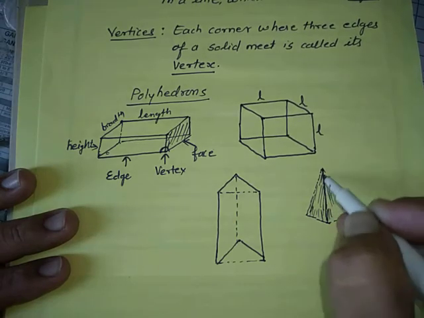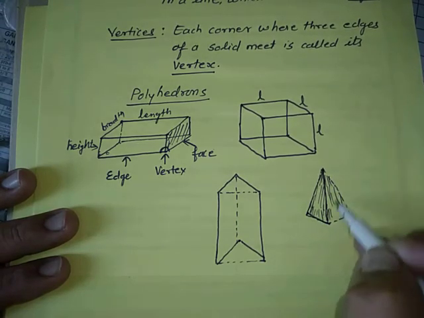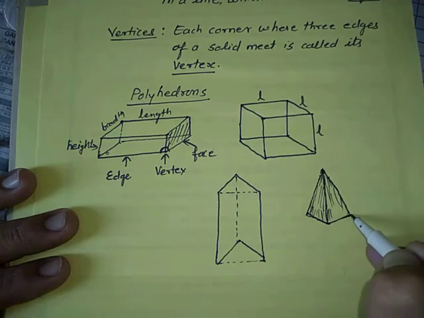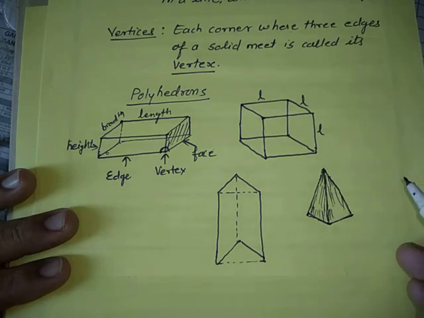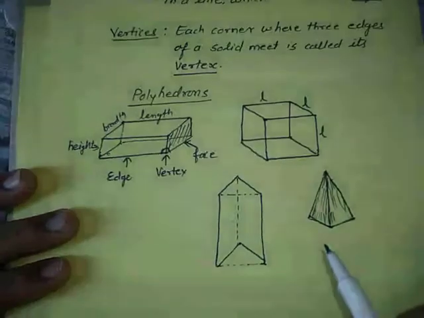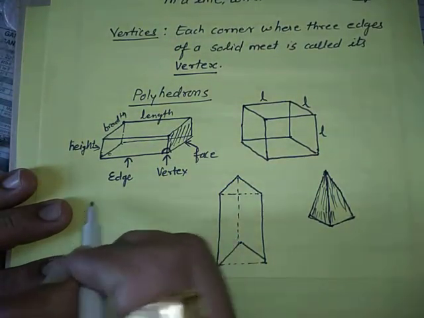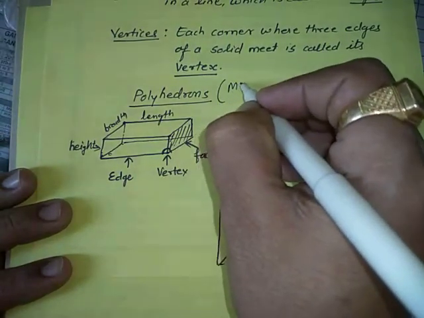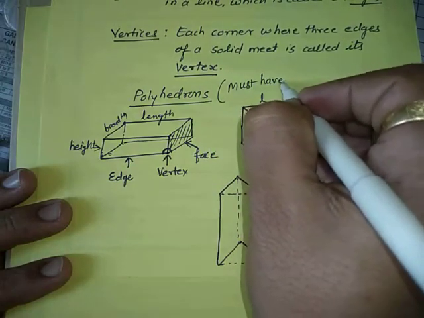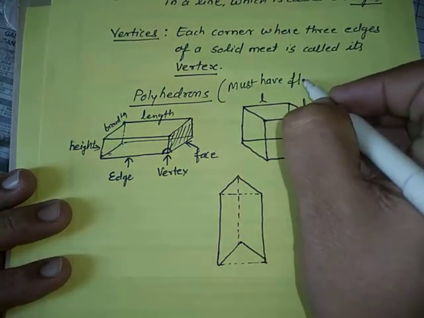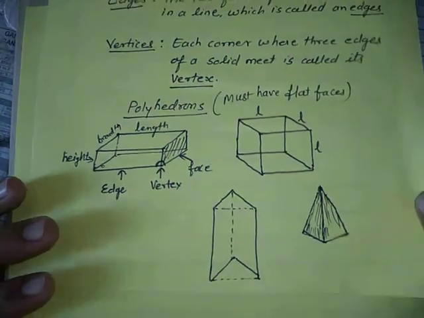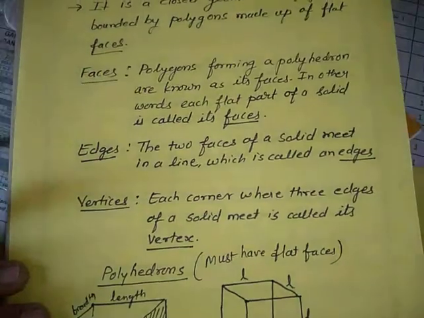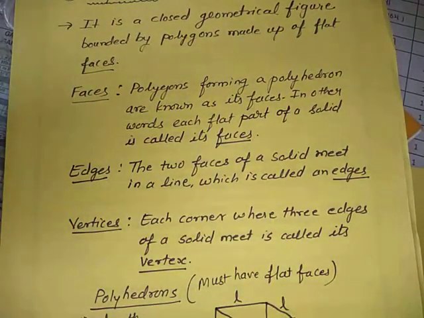So this part, okay. They must have faces. What is a polyhedron? A polyhedron must have faces. Remember one thing about a polyhedron: it must have flat faces compulsorily. Hope this much concept is clear related to this.